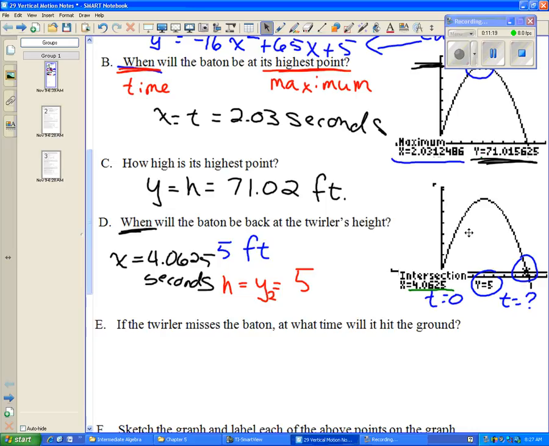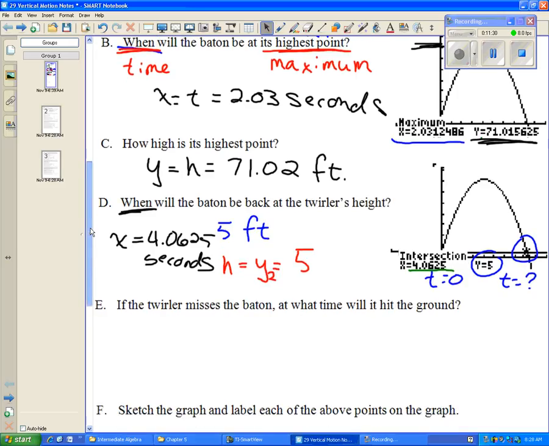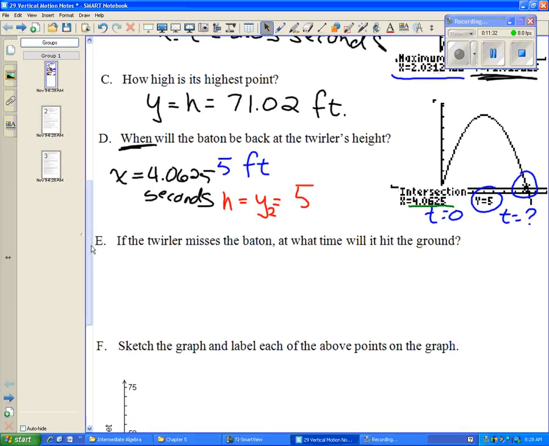So I figured out the maximum, the time of the maximum, and the actual height of the maximum. When the height got back to where the twirler threw it up from, I got that height. What does E say? Well, E says if the twirler misses the baton, at what time will it hit the ground? Hitting the ground is when I'm at height 0. So I want my y2, instead of being 5 feet, to be 0 feet.